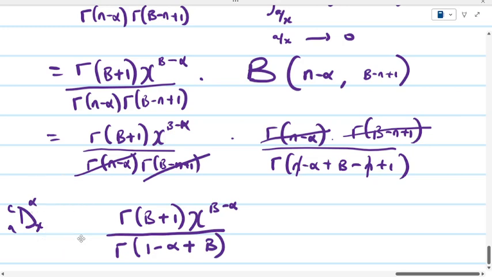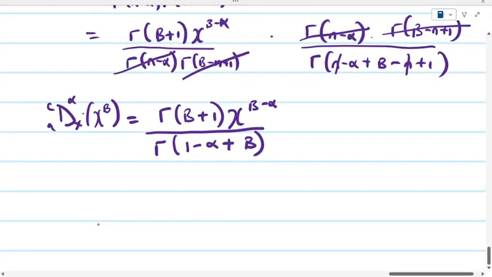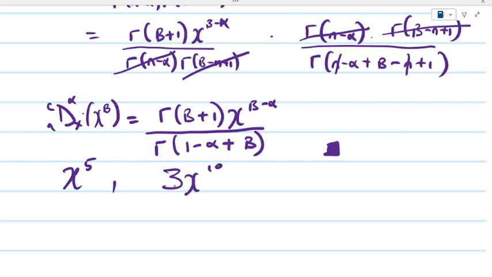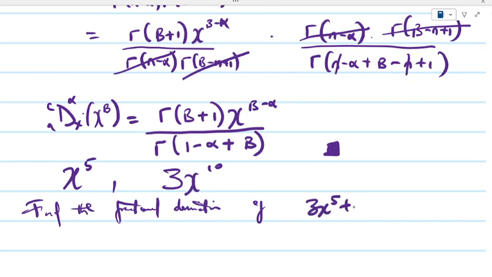Let me write this: x raised to the power b. So with this now, you should be able to find the value of x raised to the power 5 over 3, x raised to the power 10. Then you can now find a long polynomial, that is, find the fractional derivative of 3x raised to the power 5 plus 4x squared plus 4.